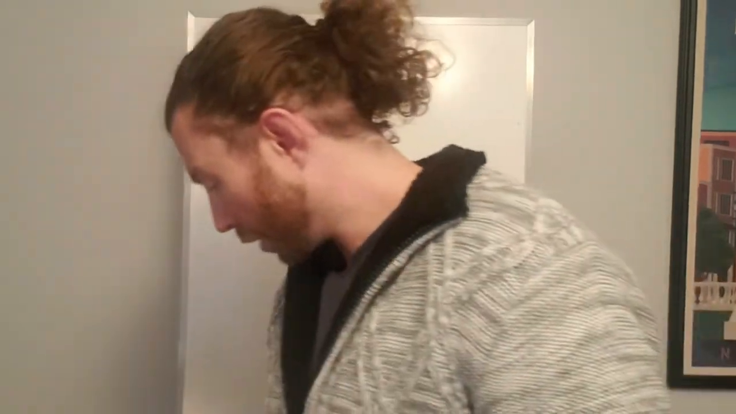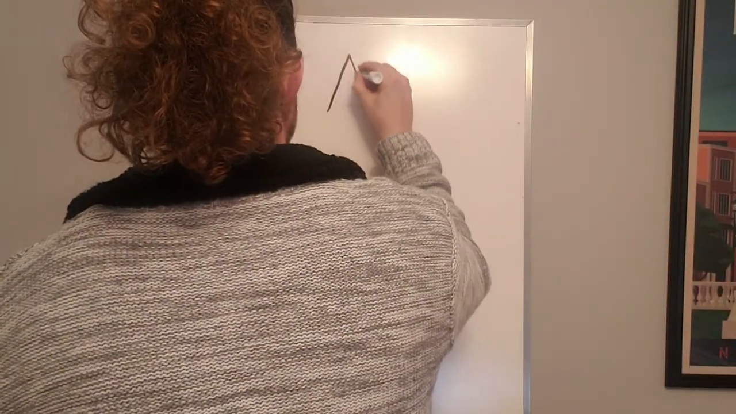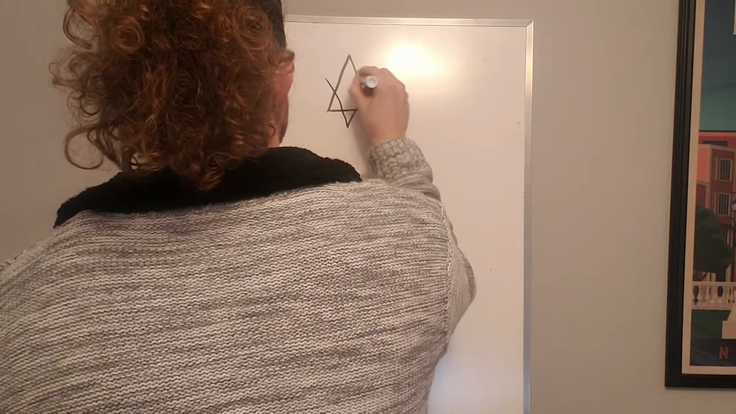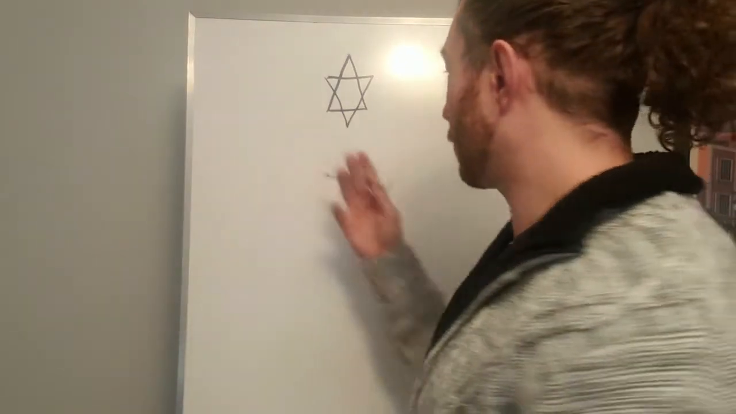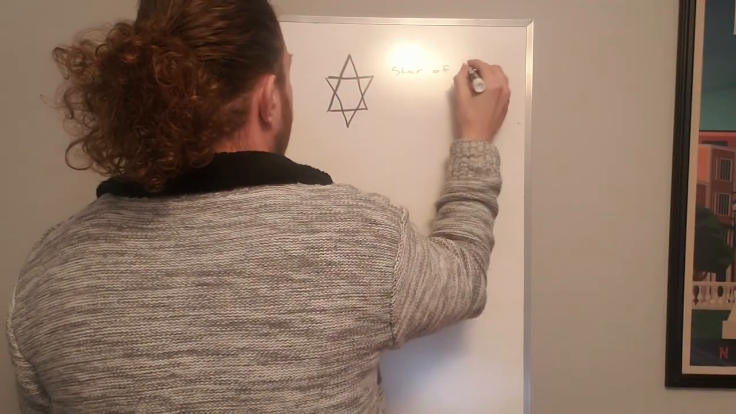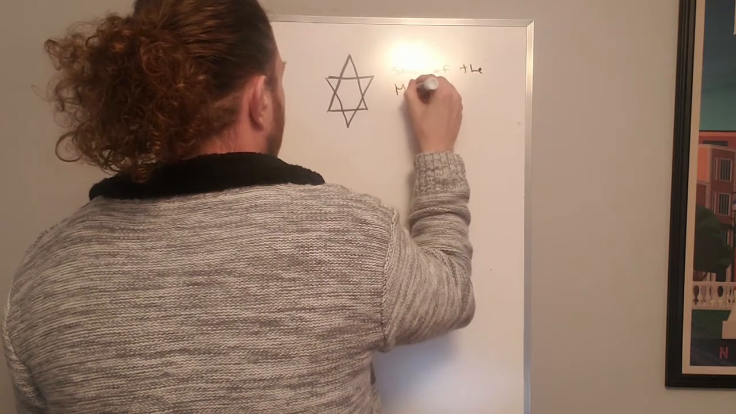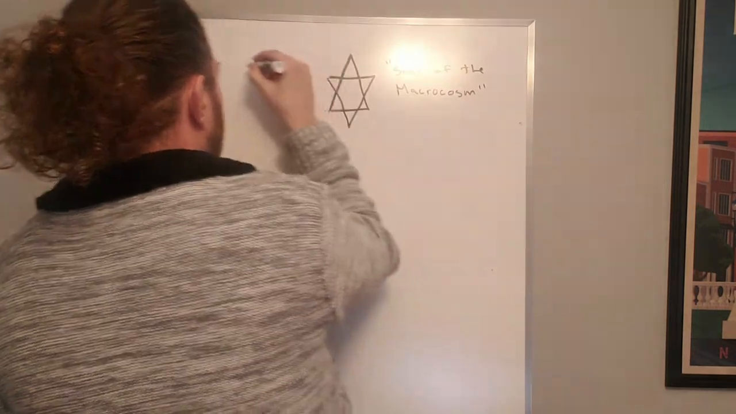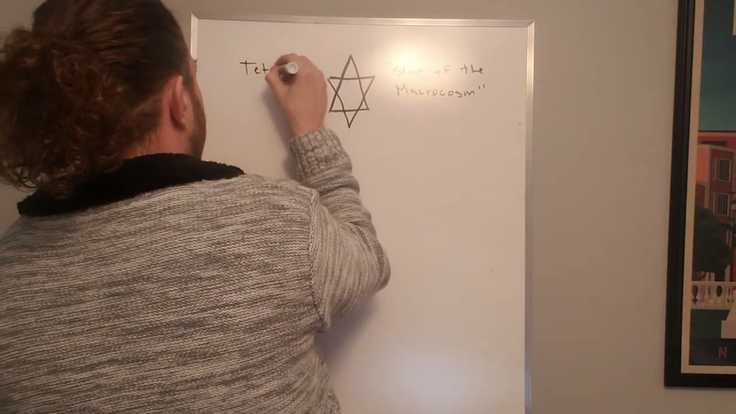So if you watched my last video, you probably remember me talking about the Tetragrammaton. The last video was a simple way to understand God. And in that video, I explained the symbol, the Tetragrammaton, the six-pointed star, the hexagram, the seal of Solomon, the Star of David. And I talked about how this symbol represents the star of the macrocosm. Or in other words, the star of the big everything. And again, that term is Tetragrammaton.